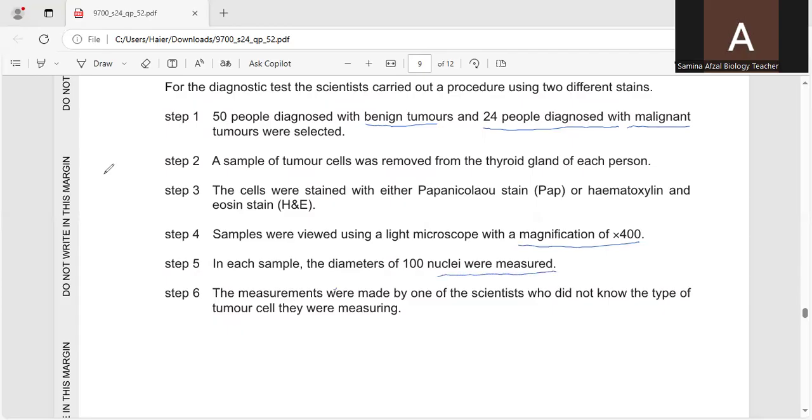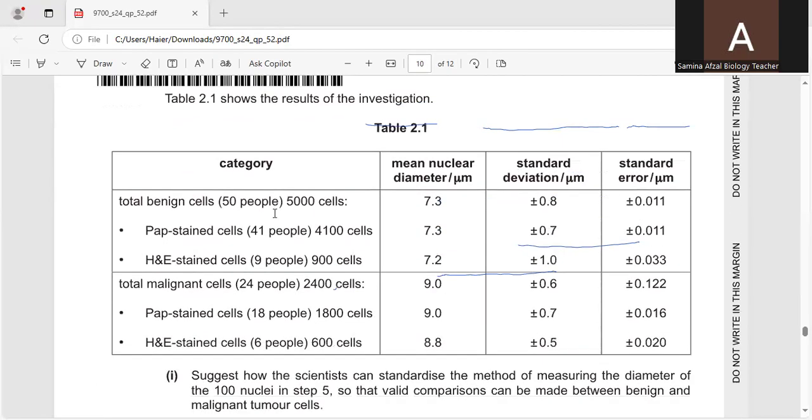The measurements were made by one of the scientists who did not know the type of tumor cells they were measuring. Now you can see the results of the investigation by doing these PAP and H and E stain tests. In the table, total benign cells, 50 people. They have shown the mean nuclear diameter, the standard deviation, and the standard error for all types of tumors.